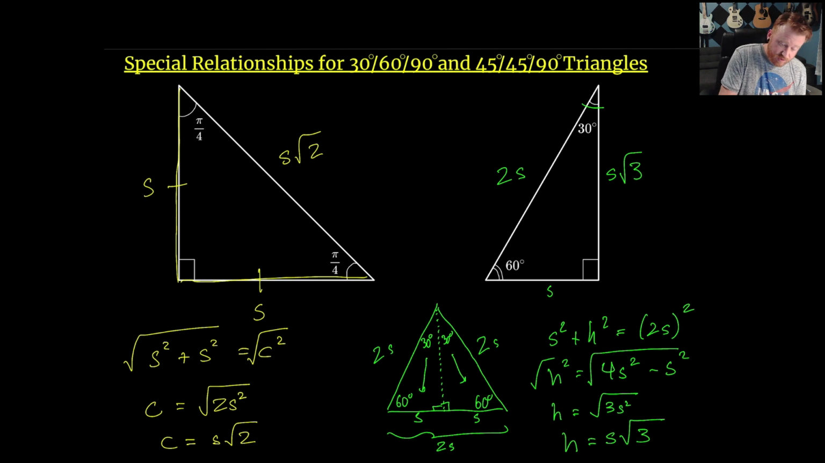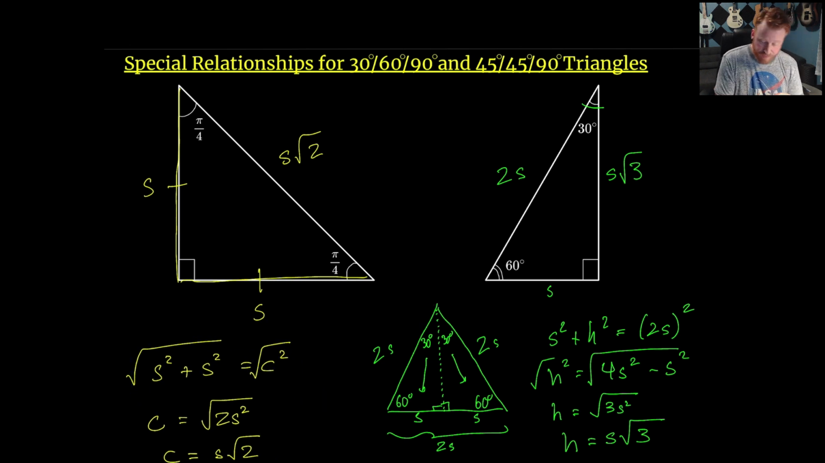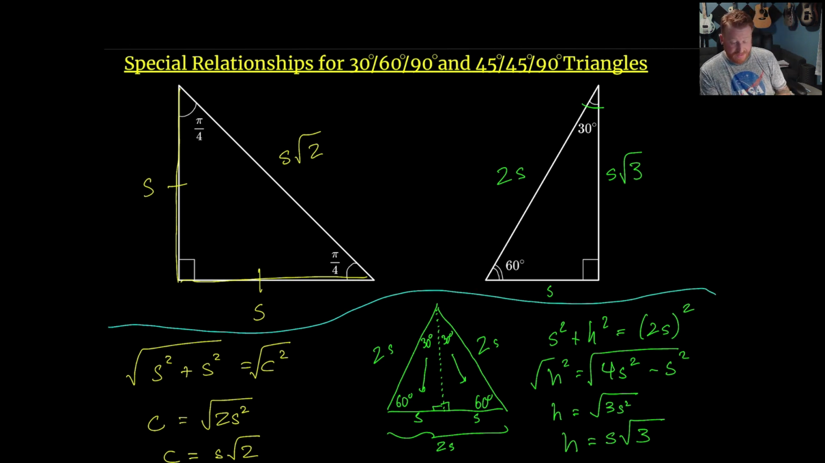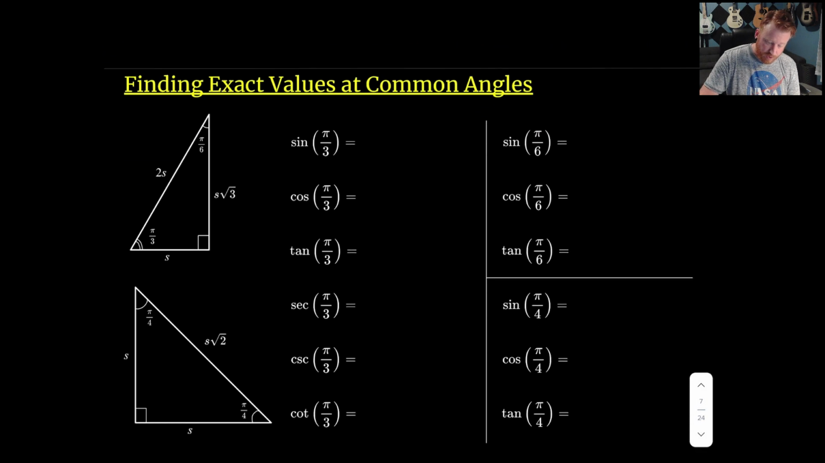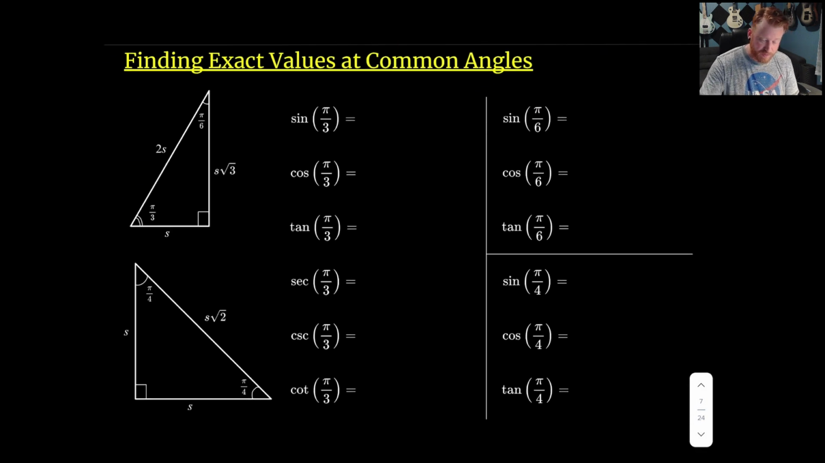So we now have these two special relationships here. Let me just kind of scoot that down a bit. These two special relationships here for these right triangles, for the 45, 45, 90 and the 30, 60, 90 triangles. As soon as we know one side length, we can use this relationship to find all the other side lengths. So we are going to use what we just learned about those special triangles to evaluate our new trig functions at some of these special angles.